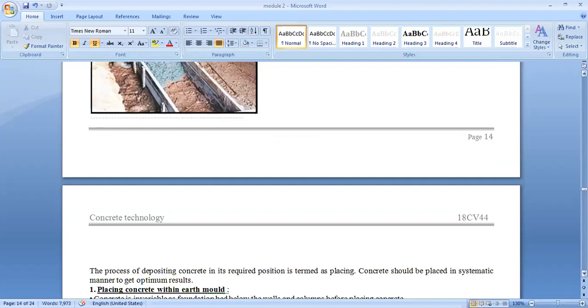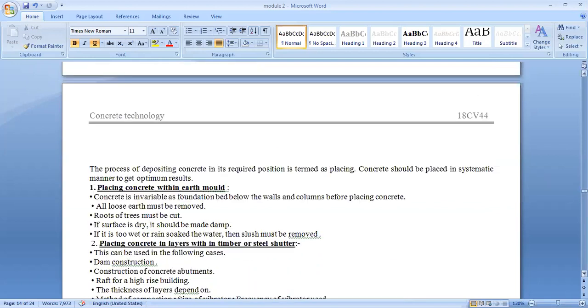Where we are placing the concrete within the earth mold. The first method is the earth mold. An example for this is placing of the concrete in foundations. Going to foundation means the concrete will come in contact with the soil or earth materials.